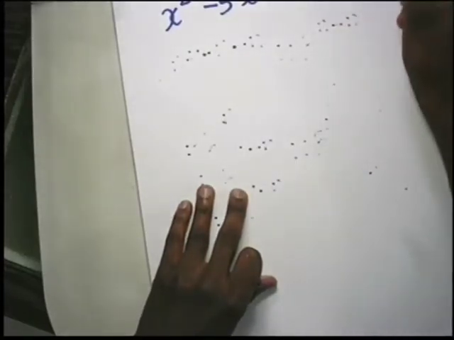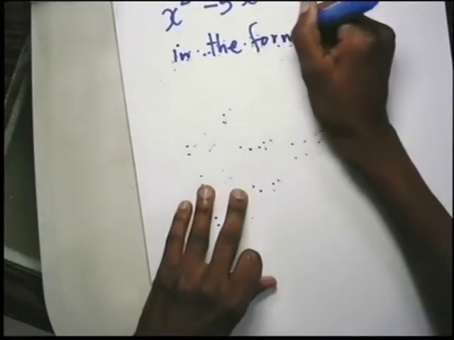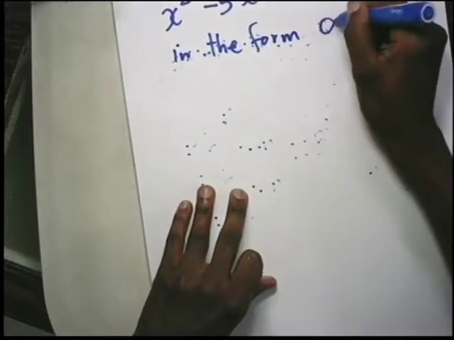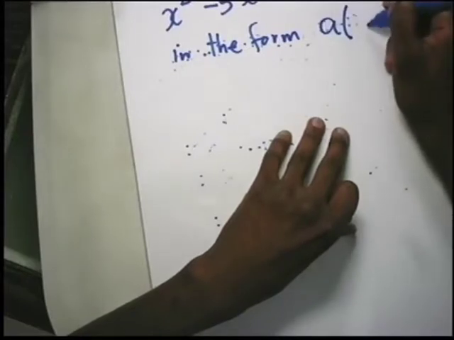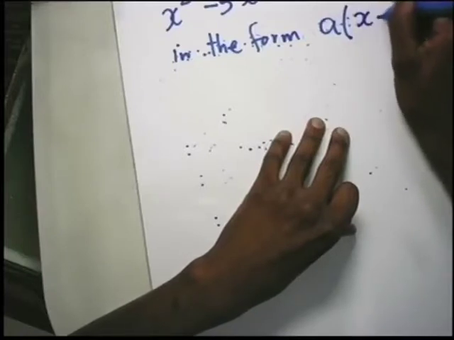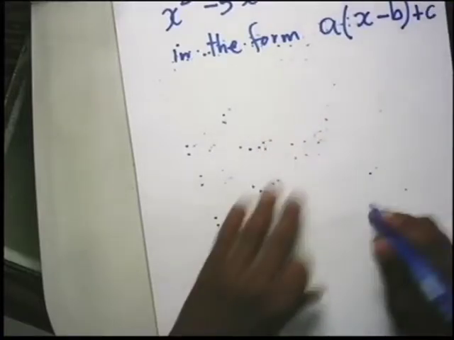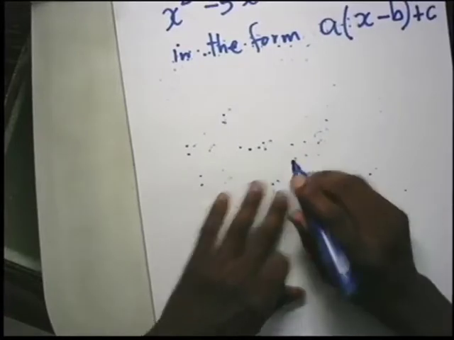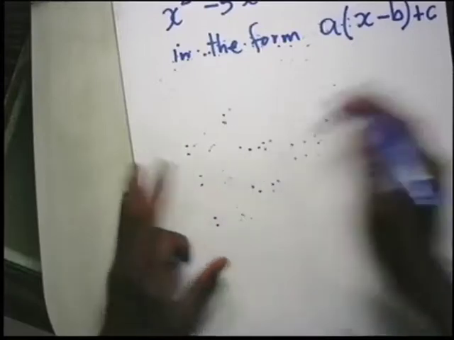write it in the form of a bracket, let me say (x minus b) squared plus c. So what do you do? You have to complete the square, and these are the steps.